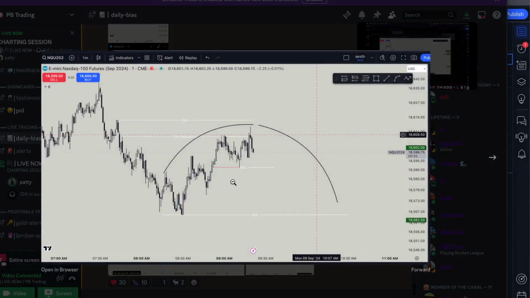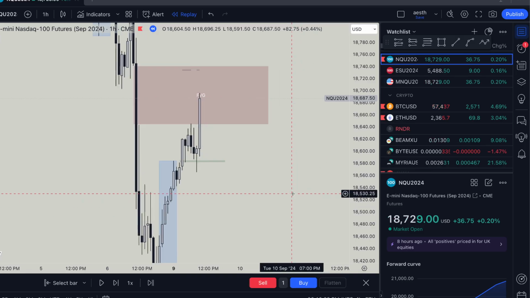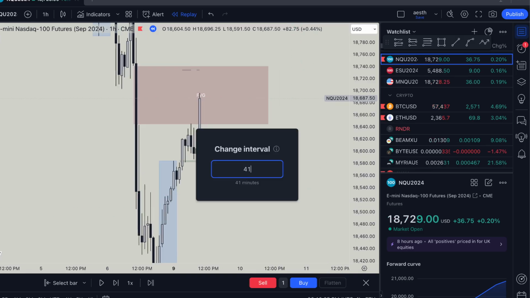And on top of that, we were starting to create this nice sell model, right? You can see all this generated sell side right here, equal lows. We eventually created an unfilled 15-minute. But what do I say? When do I say we're going to take shorts or look for shorts? After the equal highs got taken. Yeah, I say it. We do have equal highs above, so hopefully we can take those out and catch some shorts towards sell side liquidity. Okay, so that pretty much sums up the bias for the morning, right?